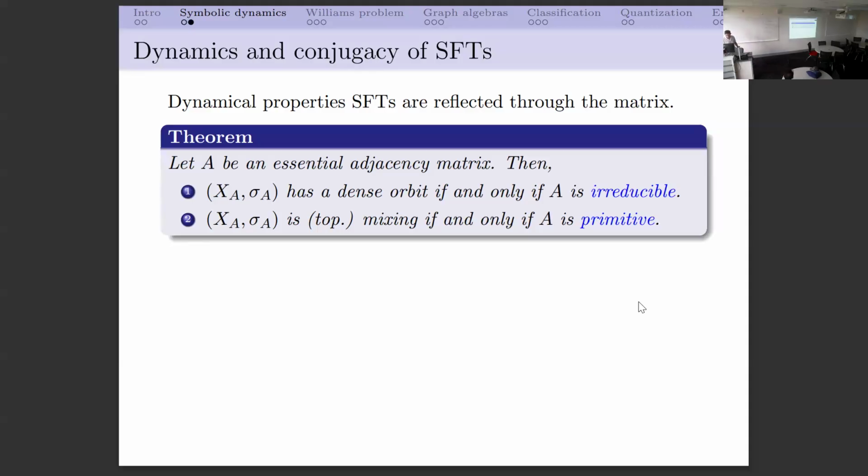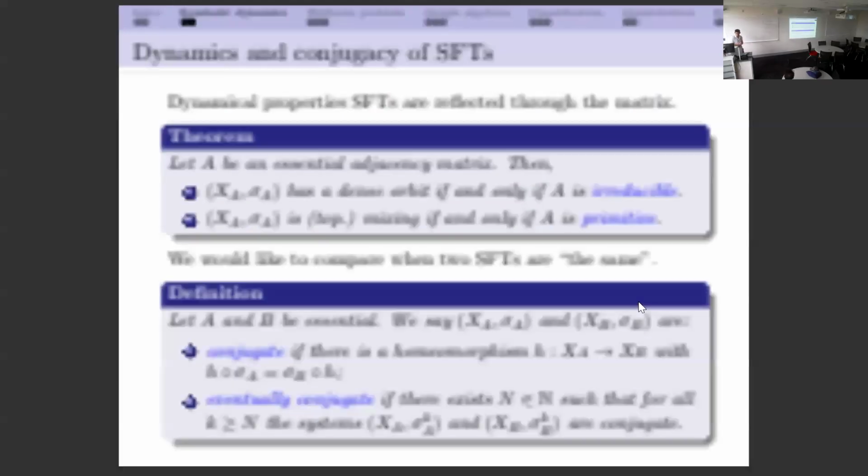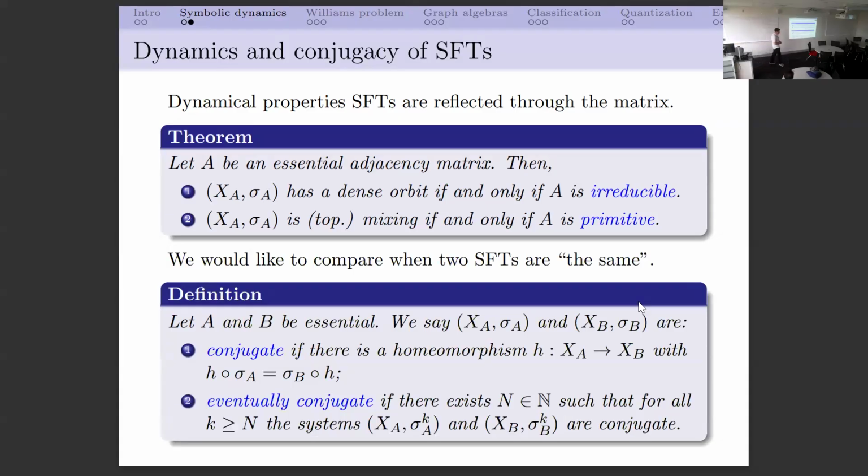Okay? So this is great. From the matrix, we can see dynamical properties of the systems. And then we can infer these dynamical properties on some connected dynamics or dynamics on a connected space. So we would like to compare when two dynamical models like this, symbolic models, are the same. So that leads us to the notion of conjugacy of such models, right? So a conjugacy means that these two shift spaces of A and B are homeomorphic in such a way that they intertwine the shifting operations. That's the strongest form of equivalence between such dynamics.